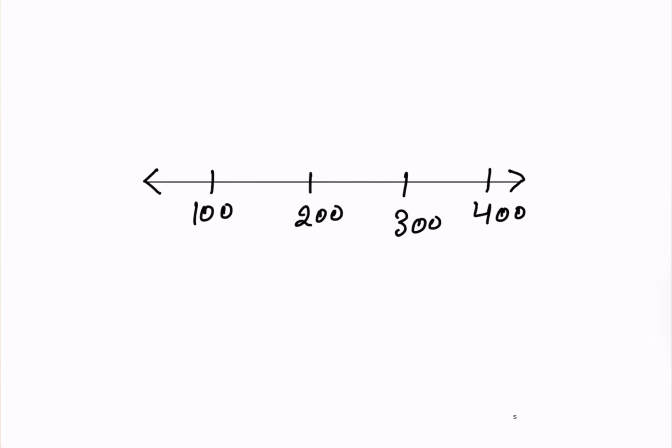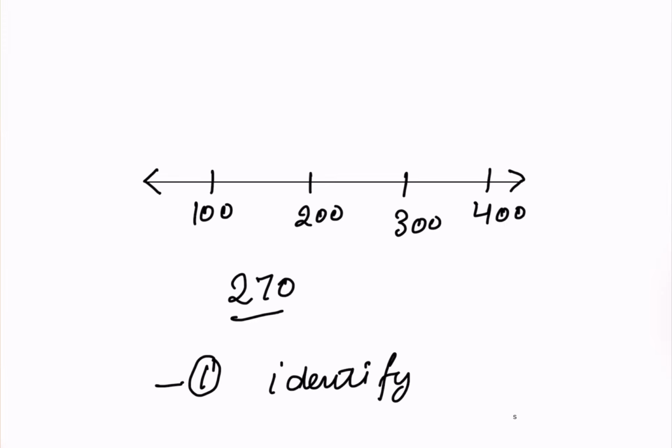Let's round the number 270 to the nearest hundred. The first step is to identify the hundreds. 270 must be in between 200 and 300. Now we know this is the area where we need to find the nearest hundred.